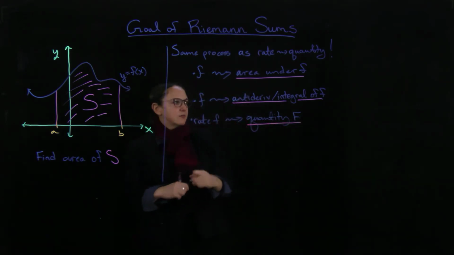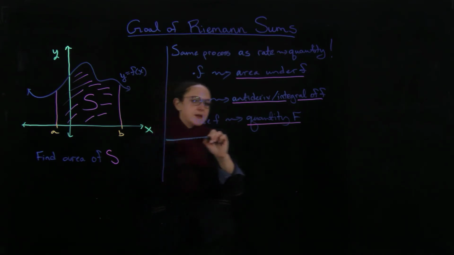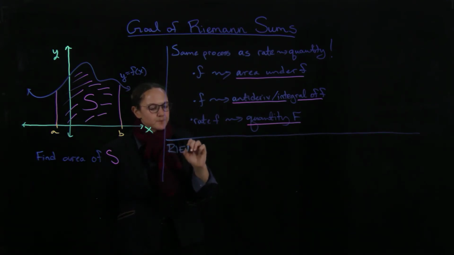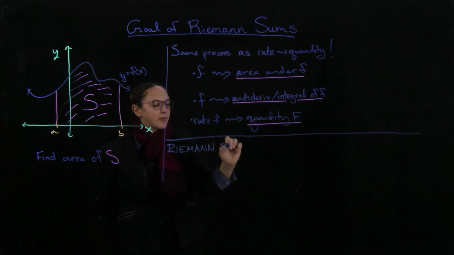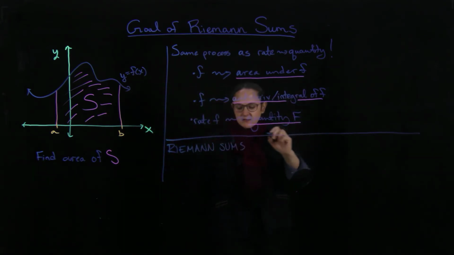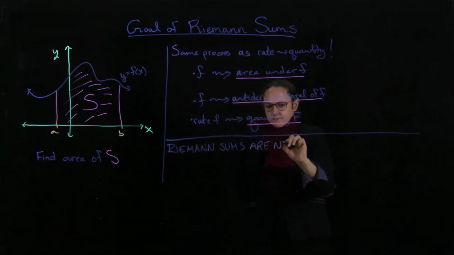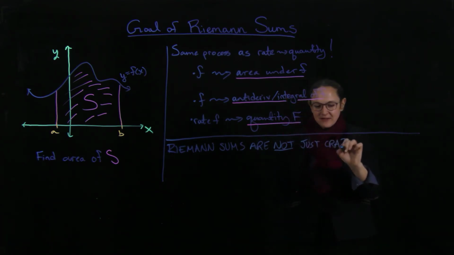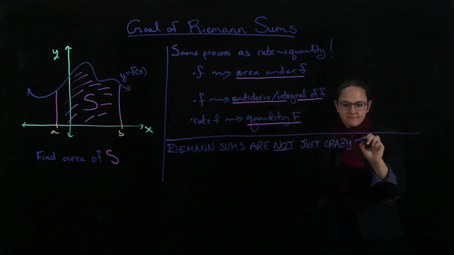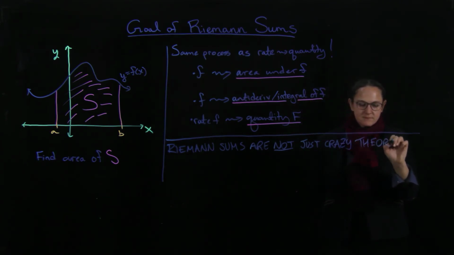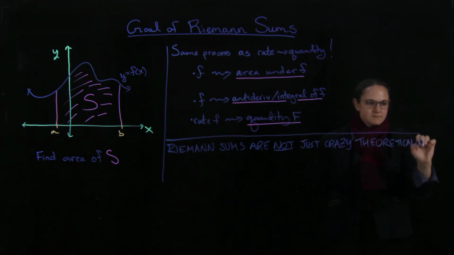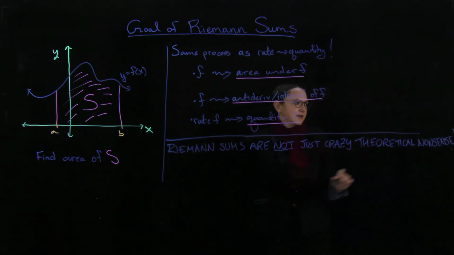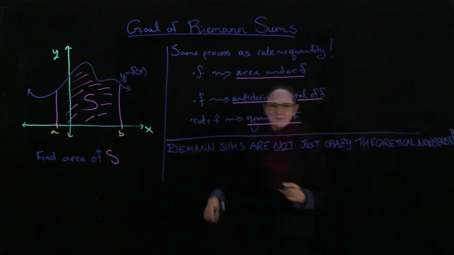And the last thing I really want to emphasize here, and emphasize to me means I'm going to write it in big capital letters, is that Riemann sums are used in formal mathematical proofs, but they are not just crazy theoretical nonsense. In fact, we also use them in abstract math proofs. I hope my exclamation points made it onto the board, at least one of them.